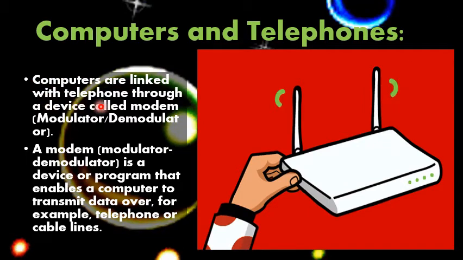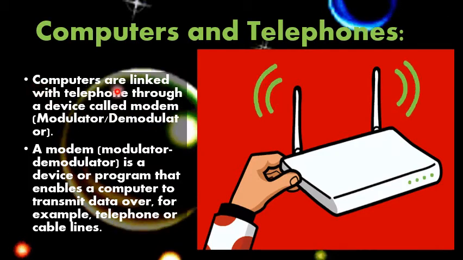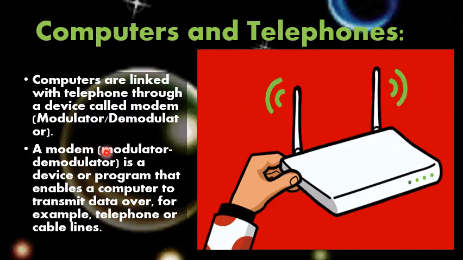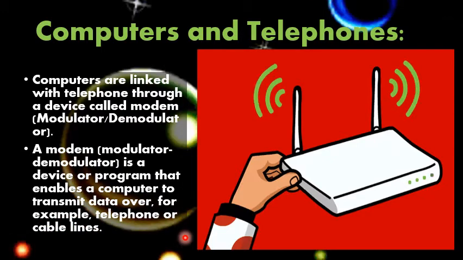Computers are linked with telephones through a device called a modem. This is very important for you. Computers are linked with the telephone through a device called a modem, and this modem indicates two words: one is modulator, another is demodulator. What is this basically? A modem, or modulator and demodulator, is a device or a program that enables a computer to transmit data over, for example, telephone or cable lines.